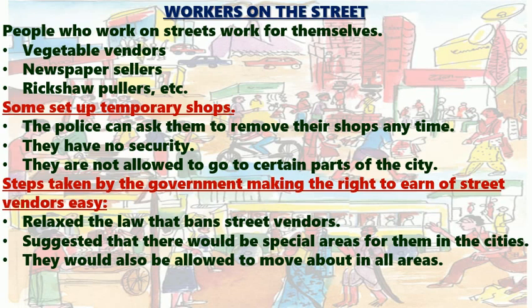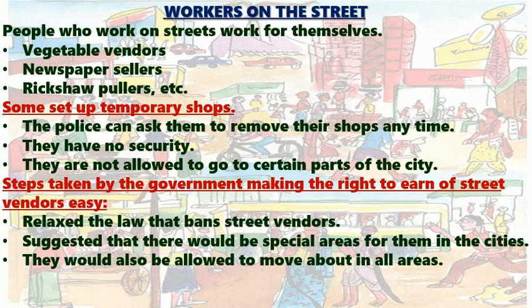Those who set up their temporary shops, what happened to them? The police can ask them to remove their shops at any time, so they have no security even. Vendors are not allowed to go to certain parts of the city. They sell eatables that are usually prepared at home by their family members. And there are approximately 1 crore street vendors in India working in urban areas.